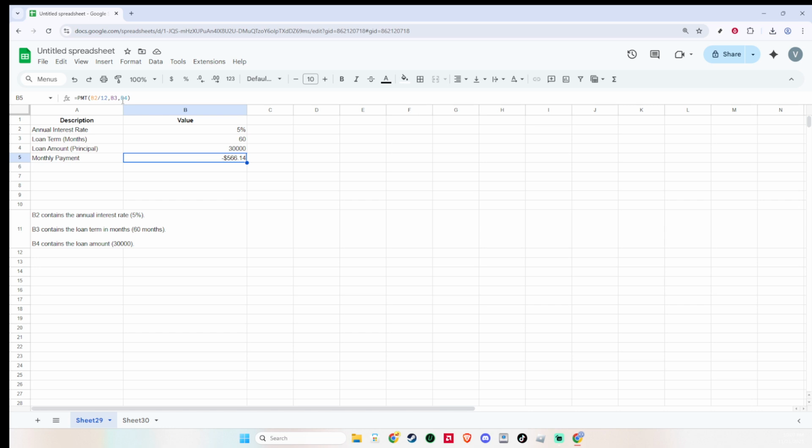Also, always keep your rate and NPER aligned, monthly with monthly, yearly with yearly, to avoid incorrect results. For more advanced scenarios, PMT can accept optional arguments for future value and payment timing, but you don't need them for a standard loan calculation. And that's it. Quick, accurate loan payments with PMT in Google Sheets.